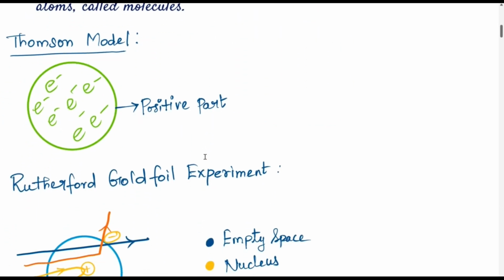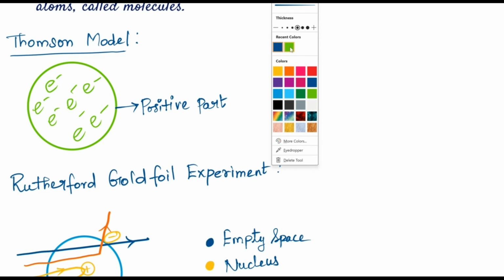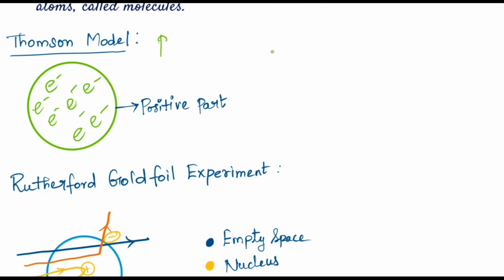Now we are going to move on to the second atomic model, that is the Thomson model. The Thomson model is also known as the plum pudding model, as you know why. If you consider the pudding as the positive part, like an atom, the plums are electrons. That is what Thomson thought about atoms.